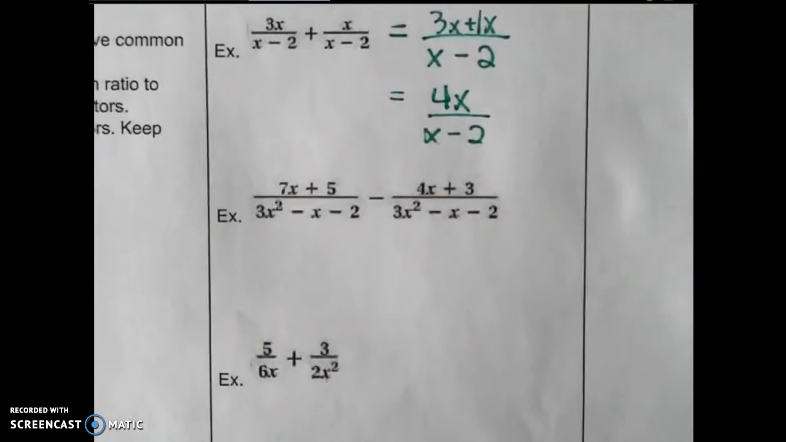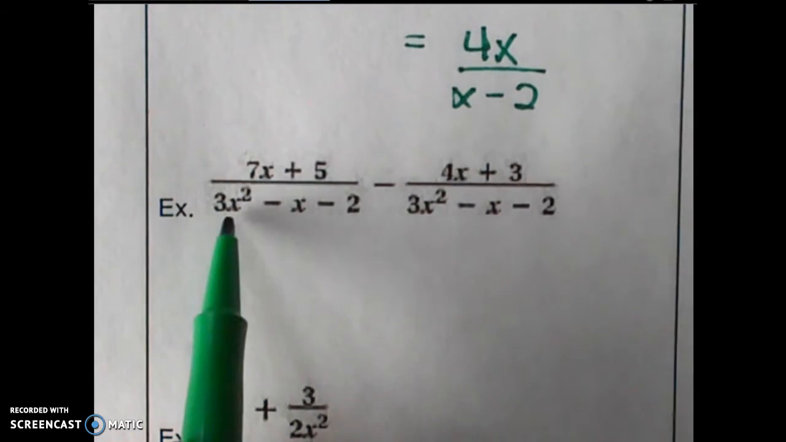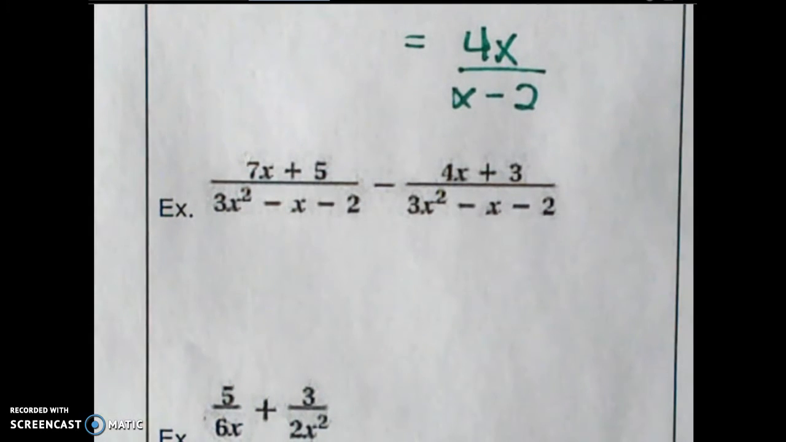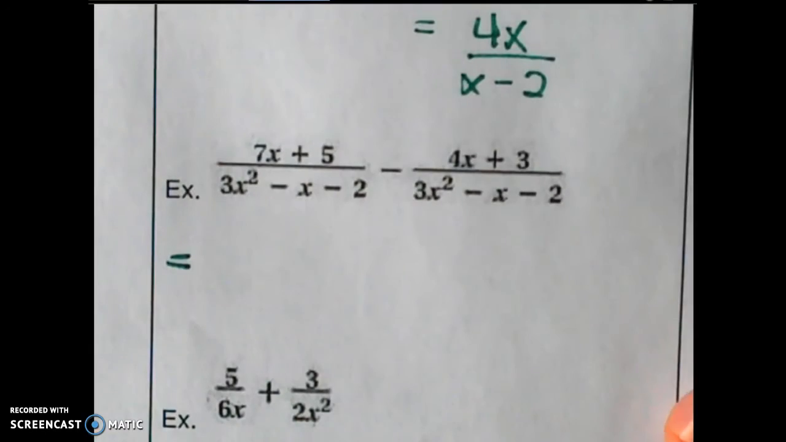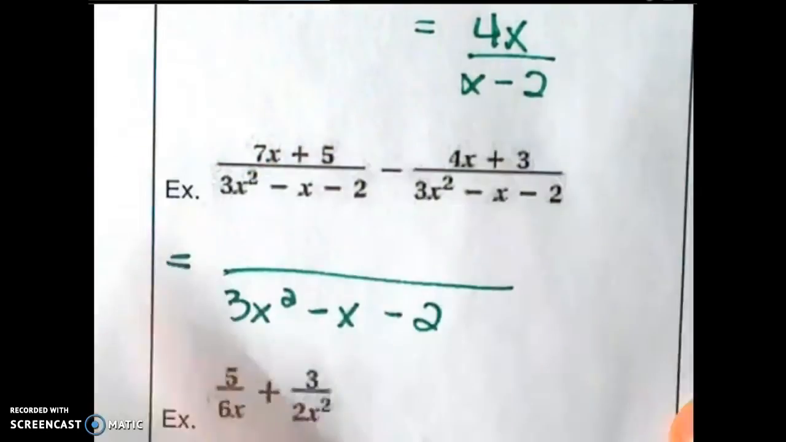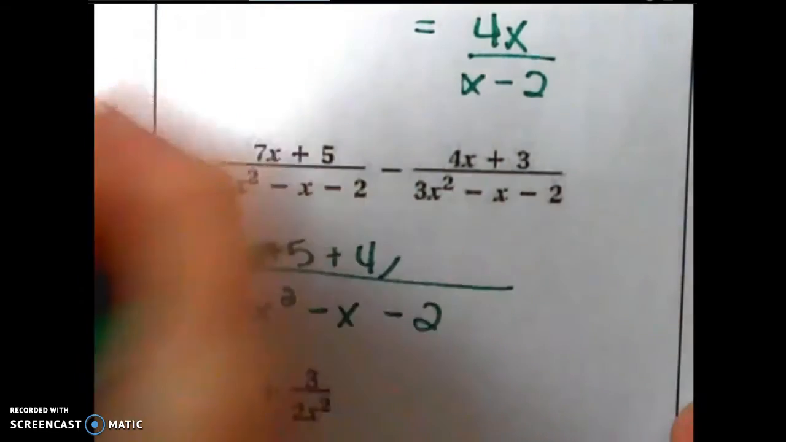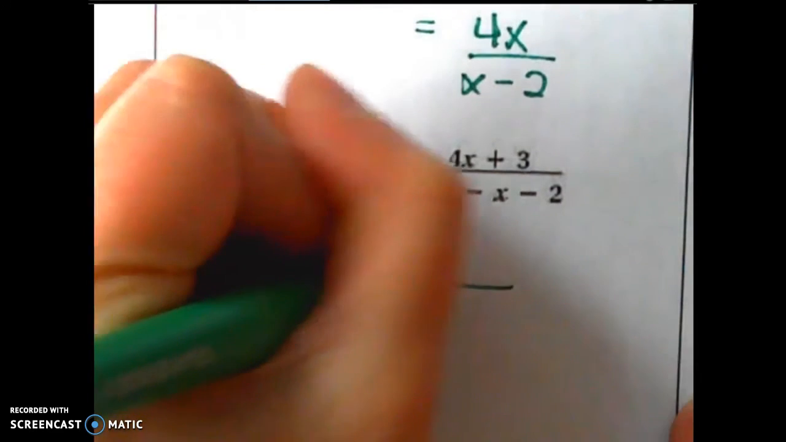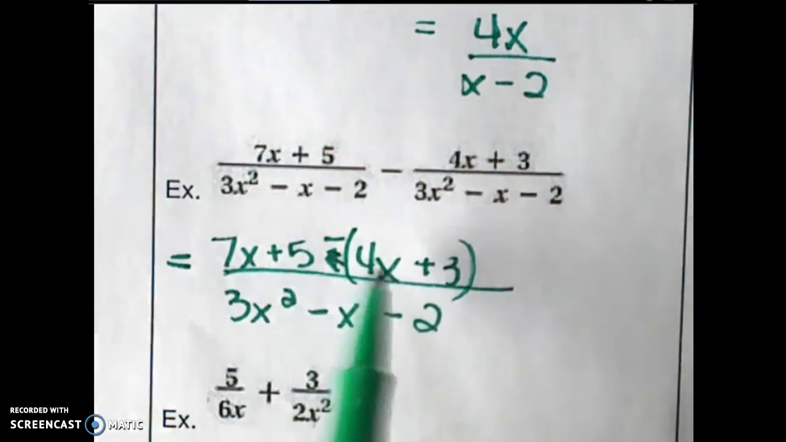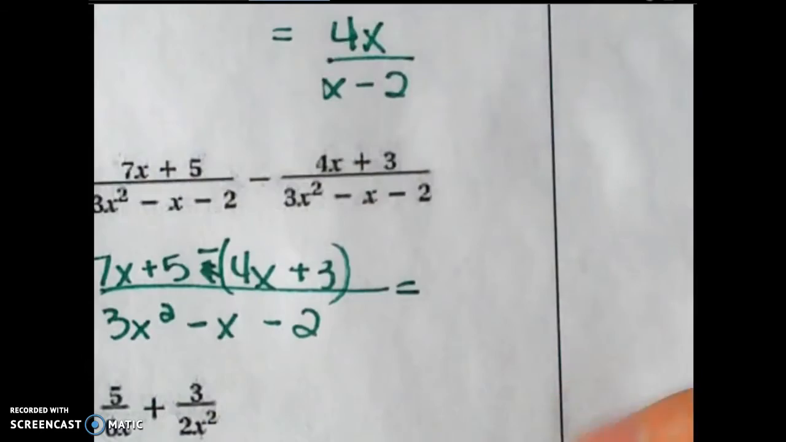Let's take a look at the second example. We have some pretty gnarly denominators there, but actually, when you look at that, they're exactly the same: 3x squared minus x minus 2, 3x squared minus x minus 2. Whew! So again, we don't have to find a common denominator. We can carry over the denominator, 3x squared minus x minus 2, and then add the top. So 7x plus 5 plus 4x, minus 4x plus 3. Be careful to put minus 4x plus 3 here in parentheses so that you know you're not just subtracting the 4x, but you're also subtracting the 3.